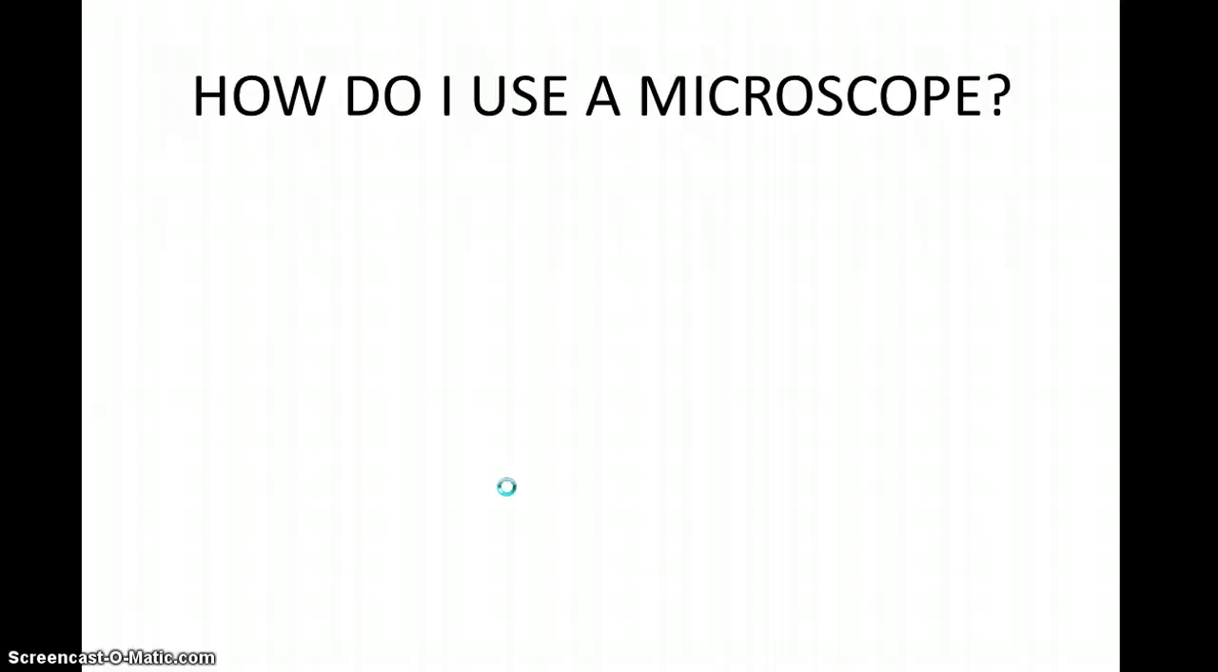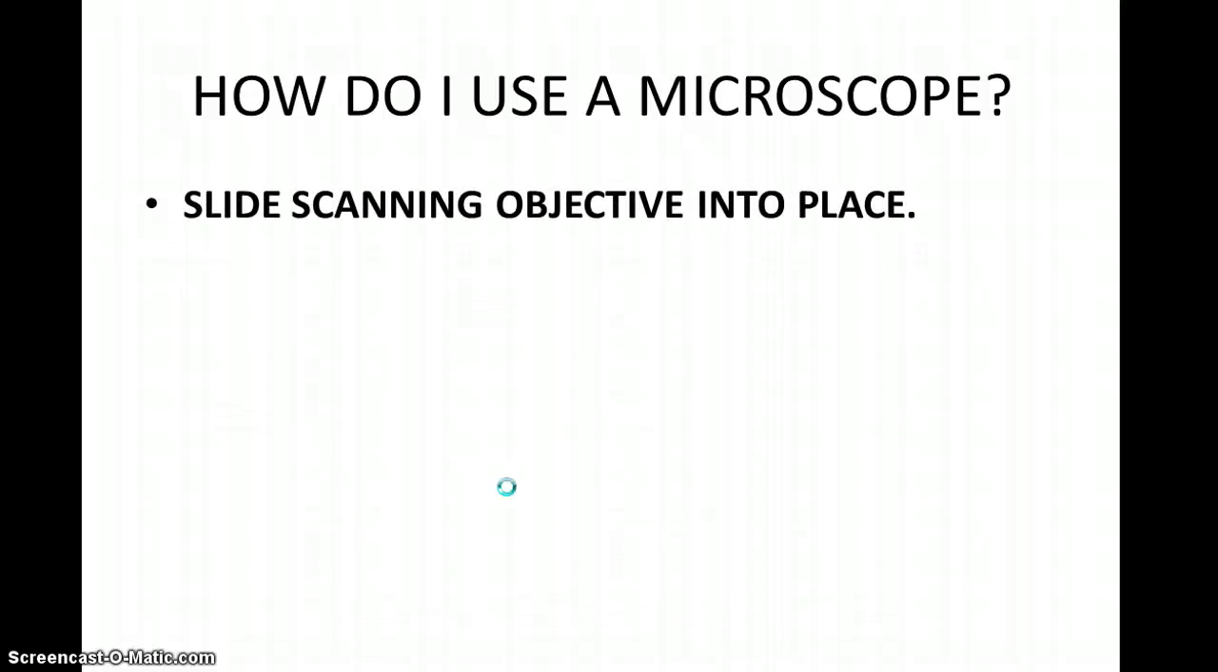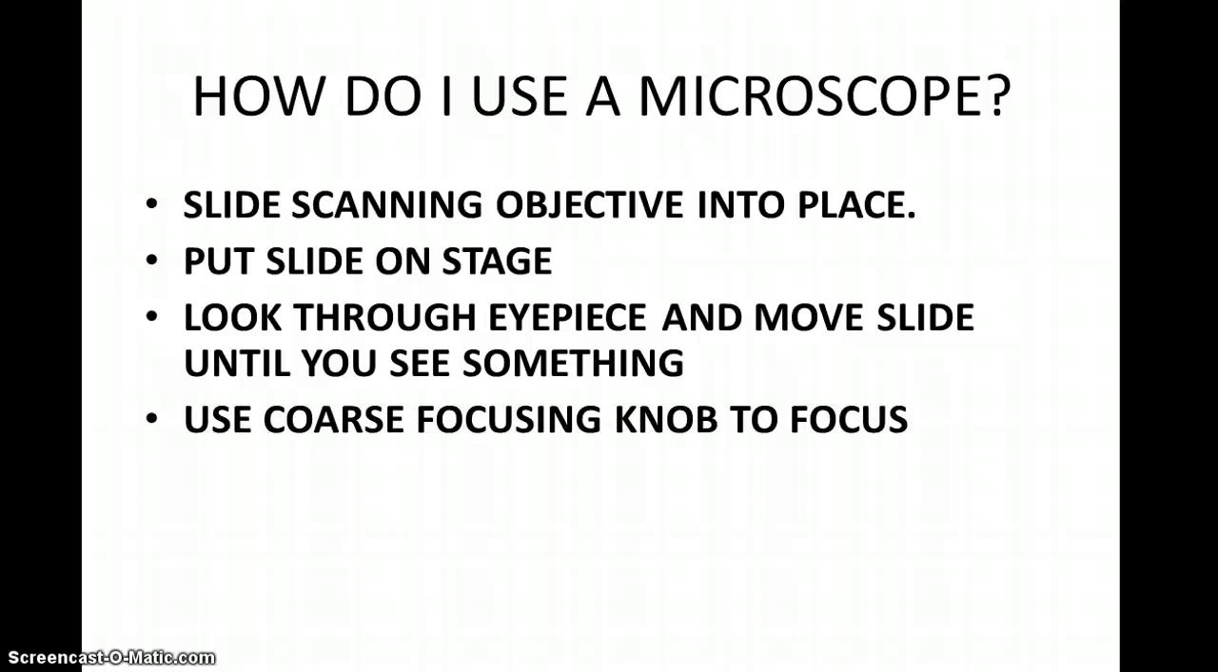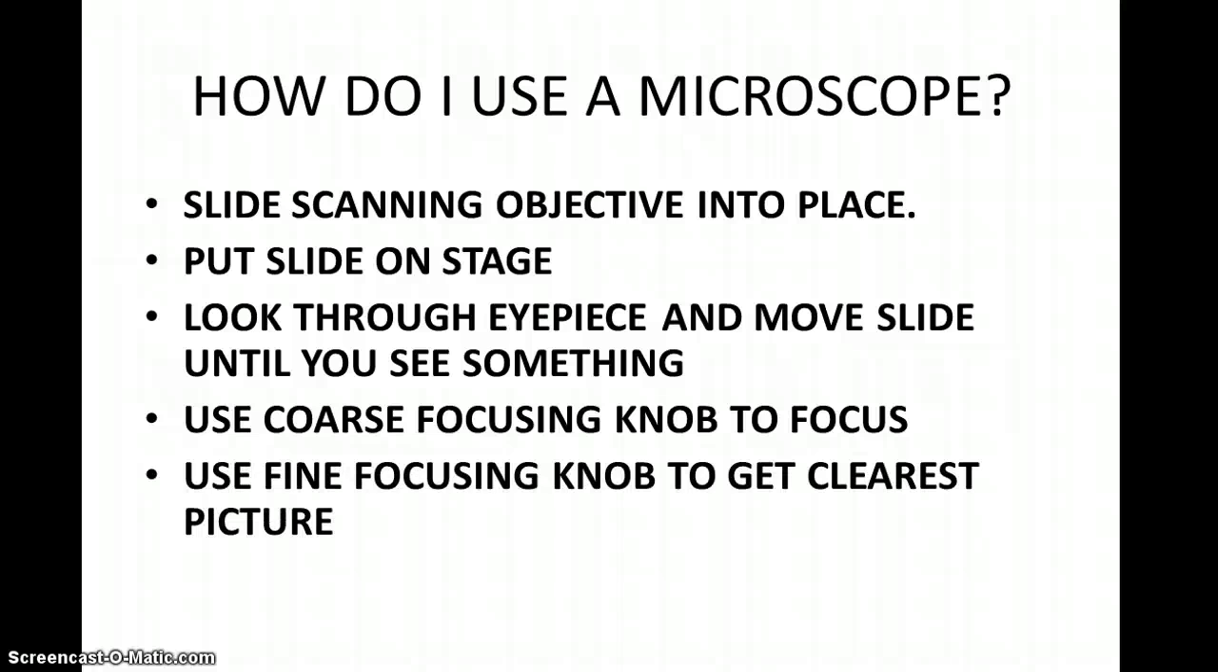Another thing that we learned in this unit is how to use a microscope. You should have had some practice. You have to use the smallest objective, which we call the scanning objective. You move that into place. Your slide will be on the stage, and you can use the clips to hold your slide down. You look through the eyepiece and move the slide until you see something under the scanning objective. You'll use the coarse focusing knob, the big knob, to focus. You'll do almost all your focusing under the scanning objective.